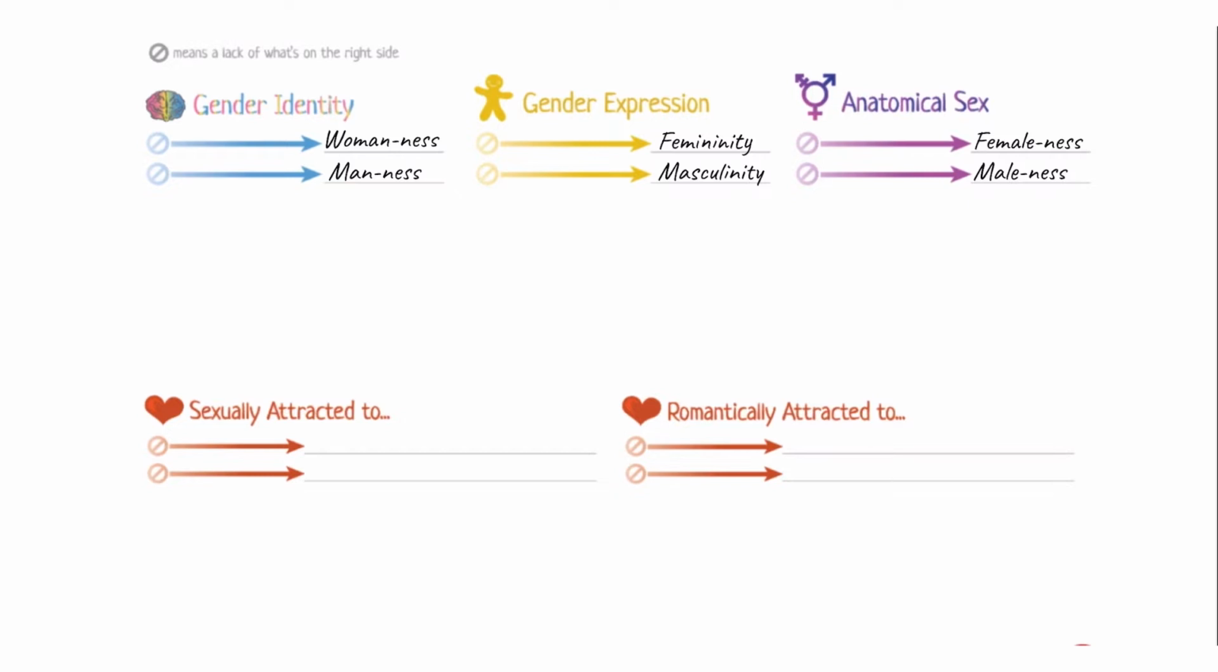Does anyone have any questions about these scales or the words we're using to label them? Pause here to discuss. Now we're going to fill in the blanks in the attraction section.